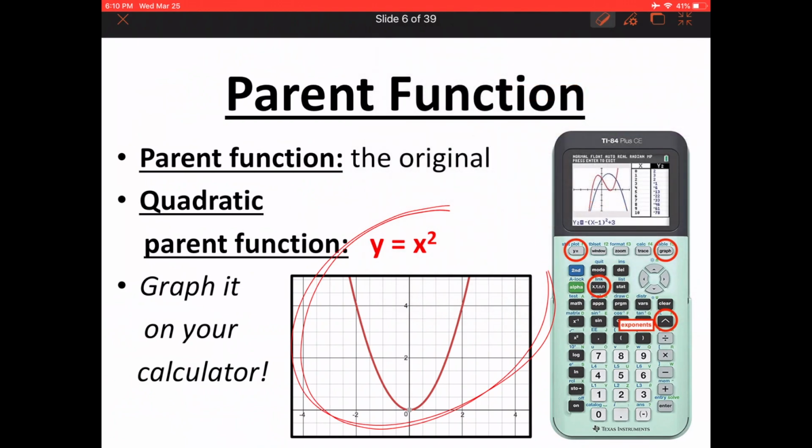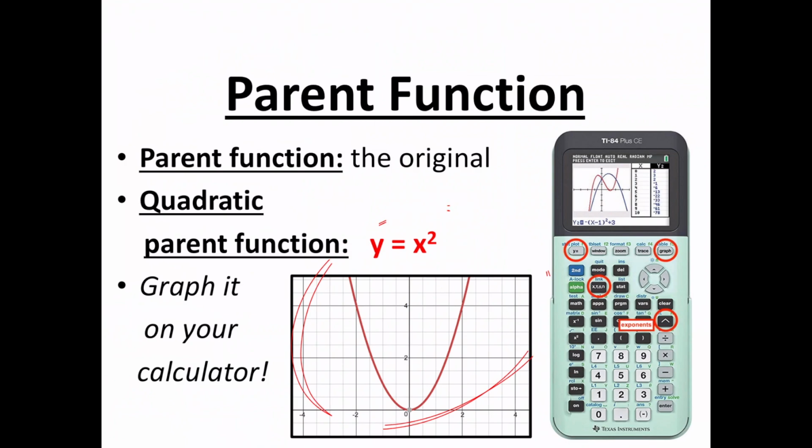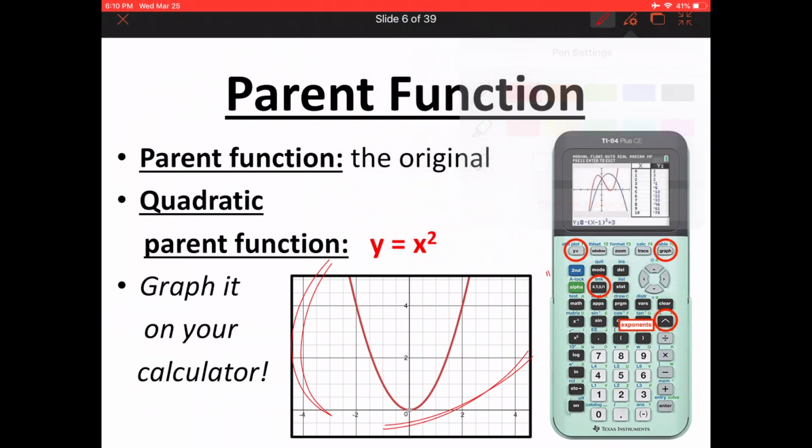Now, for the original parent function as well, I want you to notice a few things here. Where is this function beginning? This function is starting here at the origin, at 0, 0. Okay, and we call that the vertex. We'll talk about that a little bit more in future lessons, but that 0, 0 there is the vertex.